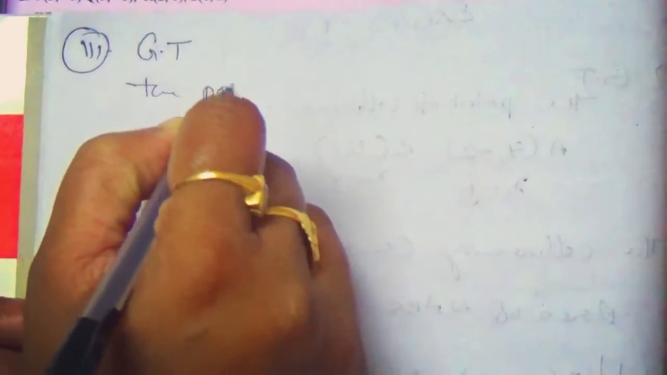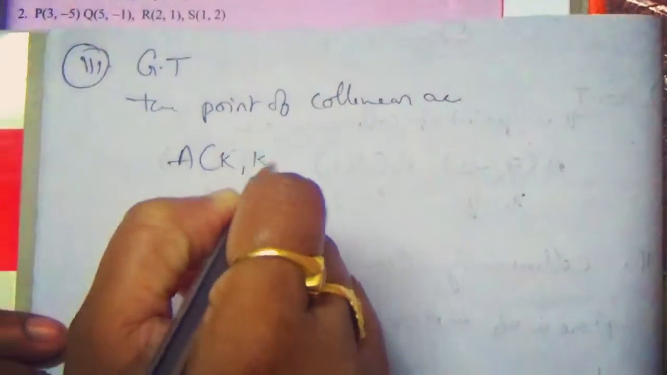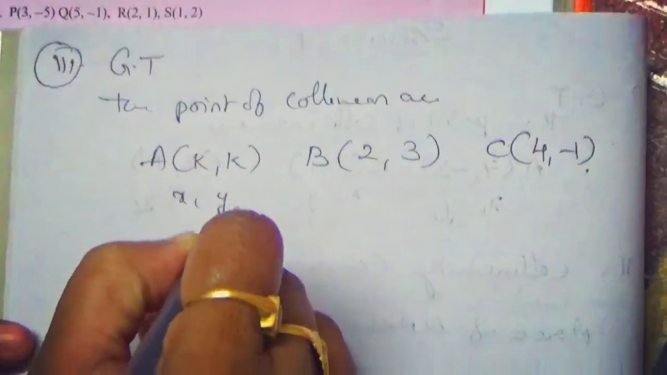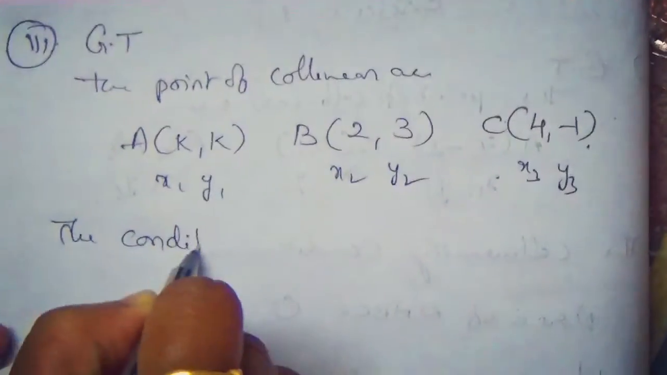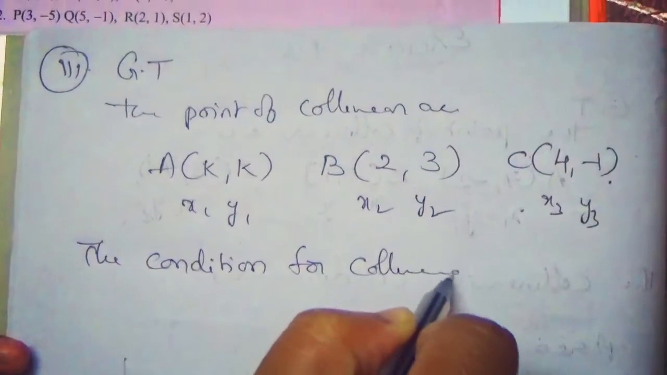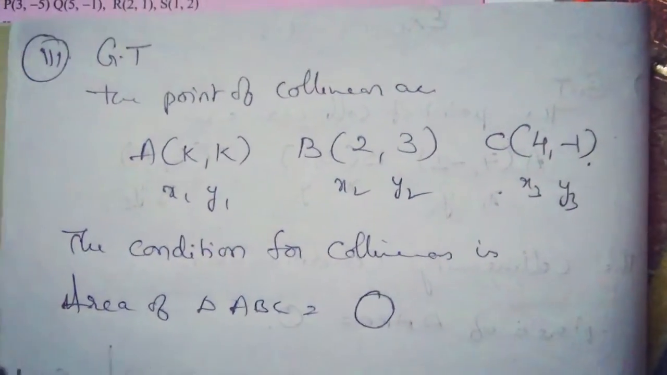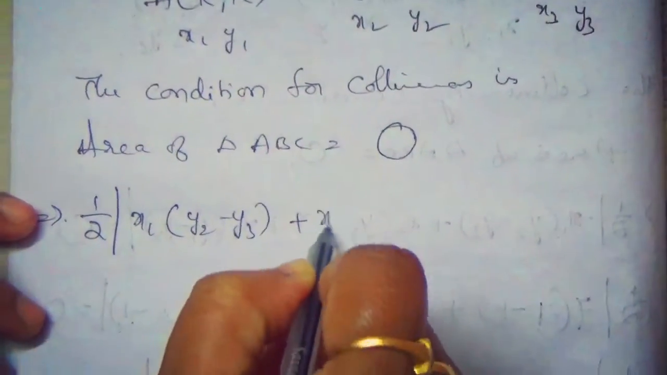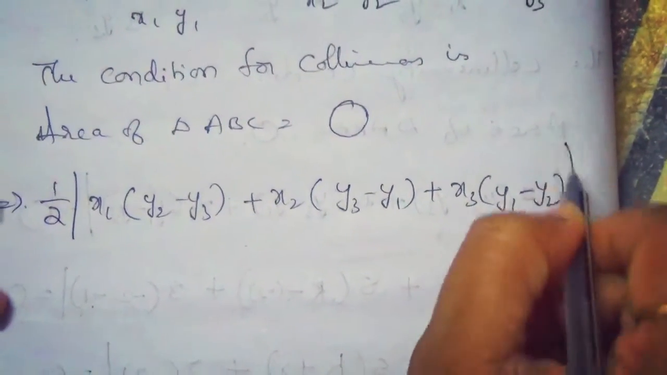Okay, so third sum, it is given that the collinear points are A (k, k), B (2, 3), C (4, minus 1). Let us take the points as x1 y1, x2 y2, x3 y3. The condition for collinear is area of triangle ABC is equal to 0. That implies half modulus of x1 of (y2 minus y3) plus x2 of (y3 minus y1) plus x3 of (y1 minus y2) is equal to 0.